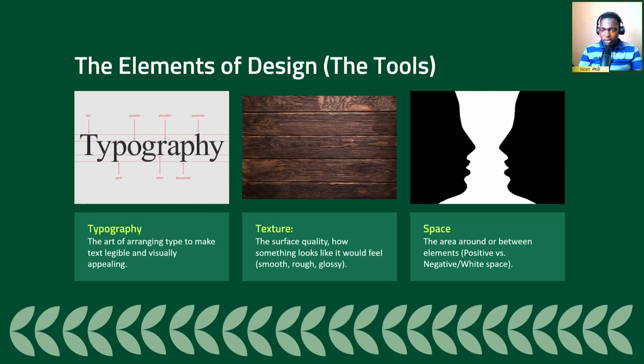And then we have texture. Texture is the surface quality, or how something looks like it would feel. In the example here, we can see the texture of wood. Here we can see that the wooden texture is rough. So we can have a rough texture, we can have a smooth texture, and we can also have a glossy texture.